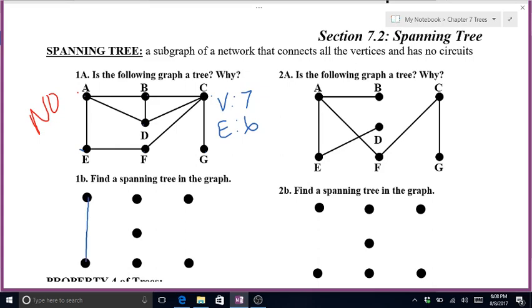There's only one edge here that connects A to E. 2. This is a bridge already, so we cannot lose that. That's 4, 5, 6. And that's an example of a spanning tree.